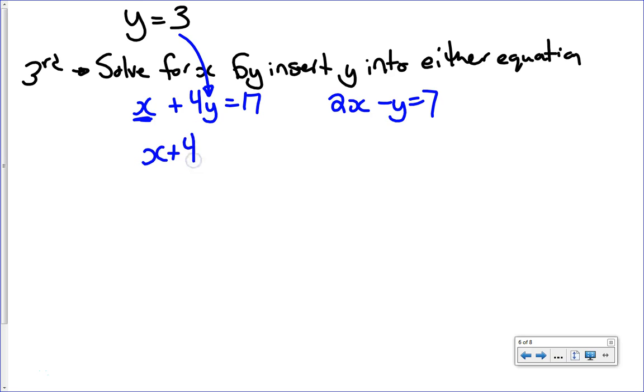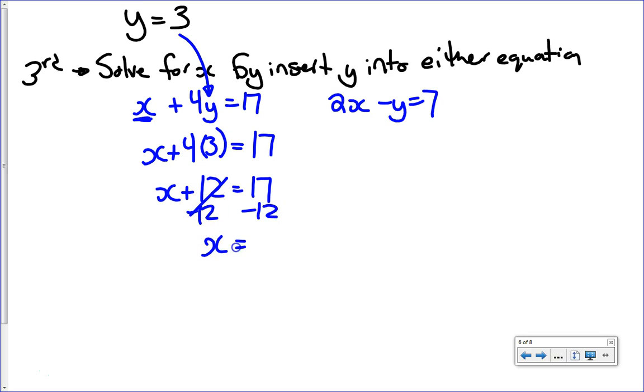So x plus 4 times 3 equals 17. 4 times 3 is 12. And then x plus 12, so to get x by itself there, the opposite of adding 12 would be to subtract 12. What I do to one side, I do to the other. So x is equal to 5. That means, therefore, the point, which would be x comma y, so it would be 5 comma, oops, not negative 3, 5 comma 3 is the intersect.